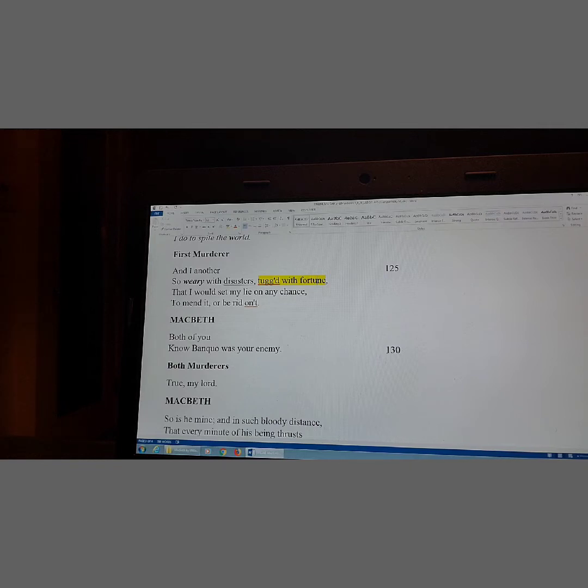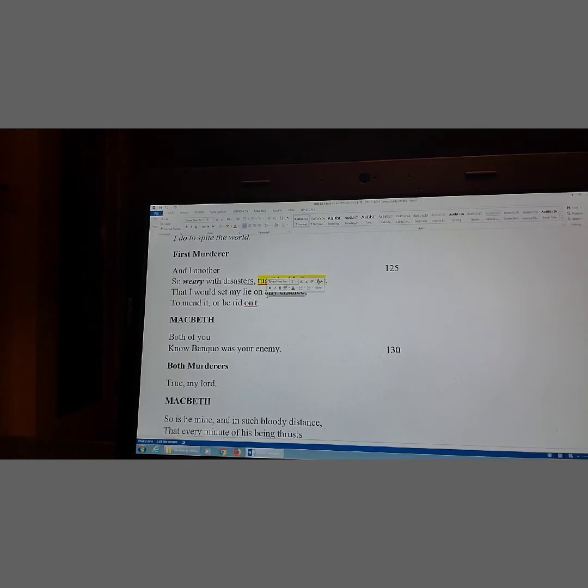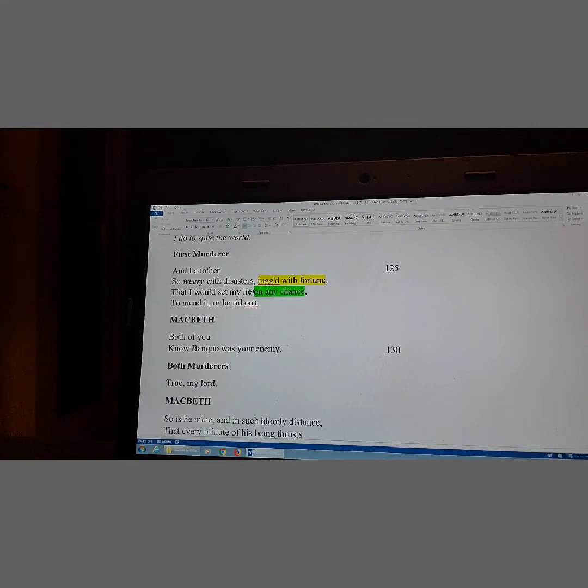And so he feels like he has no control. He feels like he has no agency there, right? That I would set my life on any chance. And who's giving him, quote unquote, this chance right now? Macbeth. Macbeth is giving him the chance right now to mend it or be rid of it.